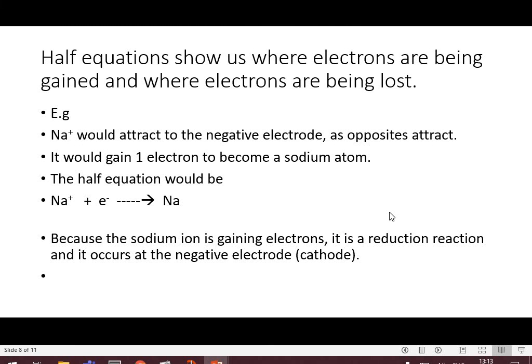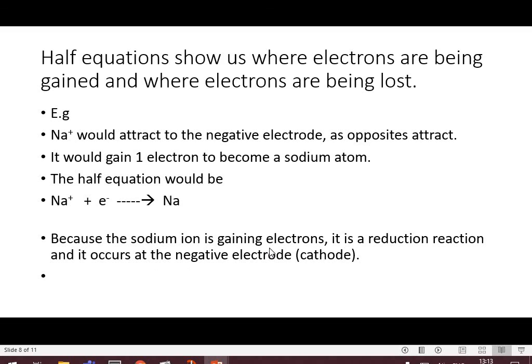Now half equations show us where electrons are being gained and where electrons are being lost. So for example, if we look at sodium, sodium is a metal ion, so it's positively charged, and that would attract to the negative electrode. We know that, as opposites attract. Now because it's got a plus there, it hasn't got a number by it, that means it's lost 1 electron. So to become a sodium atom again, it needs to gain 1 electron. So the half equation would be written like this. Na+ needs 1 electron, which is negatively charged, to become a sodium atom. And that would be your half equation.